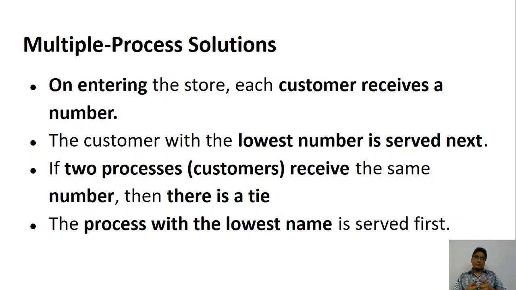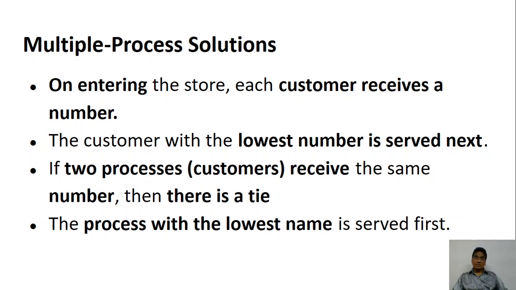Then what to do? If you give one number to one, the next number, the other has to wait. So what the operating system will do: both of you came together, I will give you the same number. Token number 5 to you, token number 5 to you. Both of them will get the token. Then the question comes, who will be served? Now both of them have the same token number.